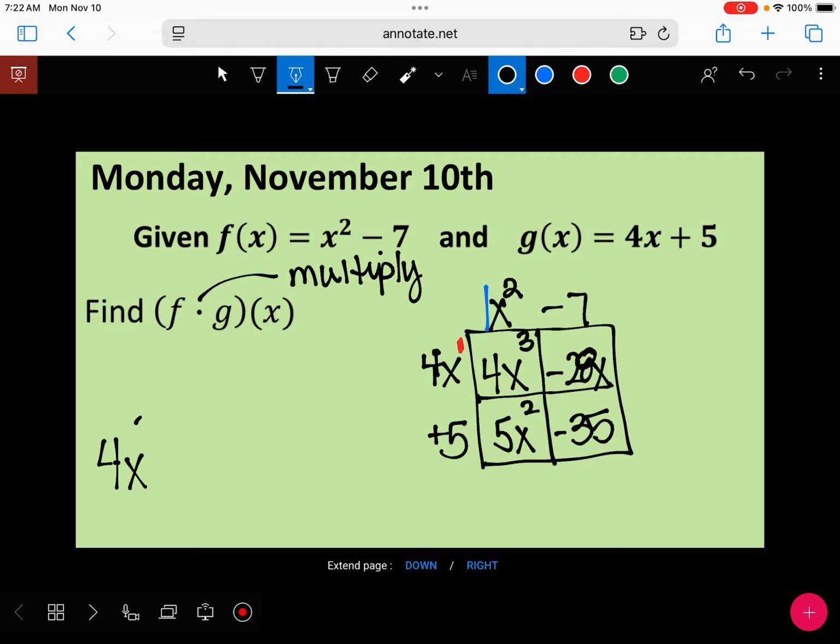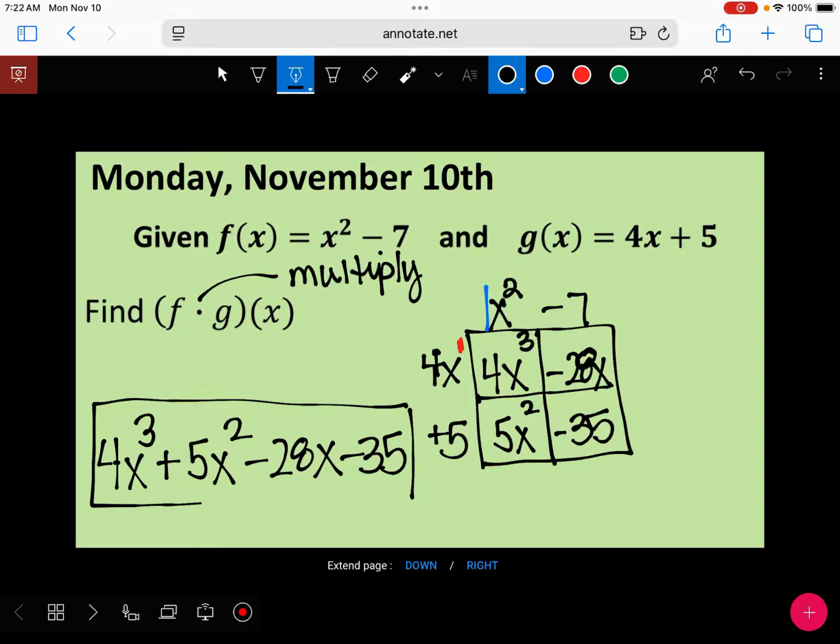So I'm just gonna start with the highest power, the box with the most x's, and then go backwards. And this would be your answer.